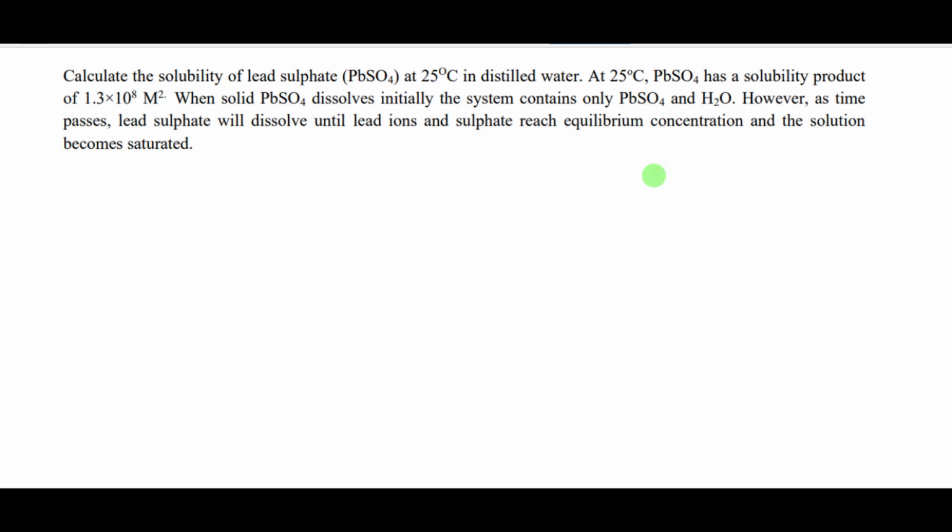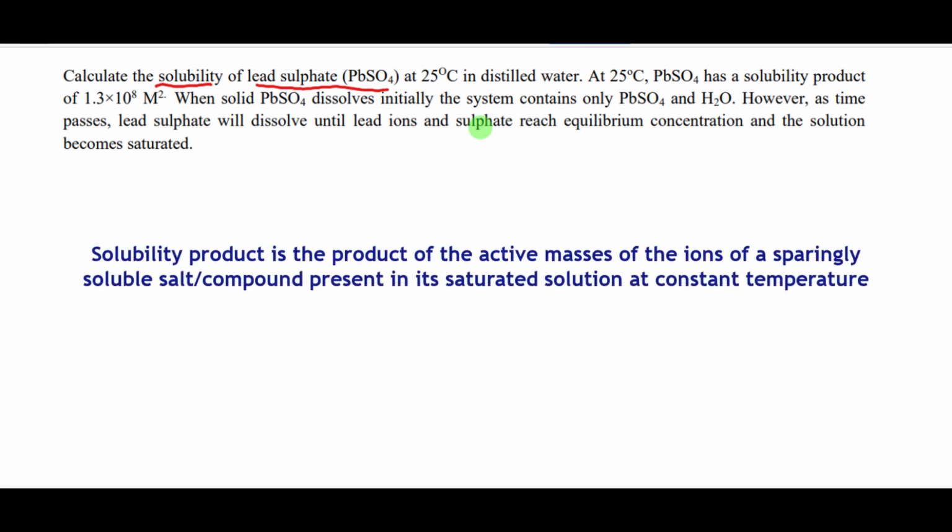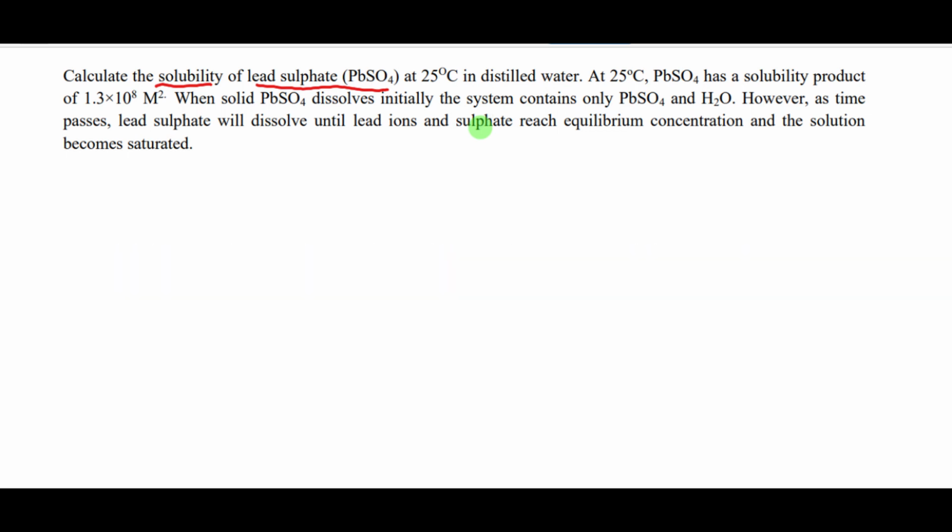becomes saturated. This question is on solubility product, but here we are asked to calculate the solubility of lead sulfate, that's PbSO4. So what is solubility product? Solubility product is the product of the active masses of the ions of a sparingly soluble salt present in its saturated solution at constant temperature or at a given temperature. It's just like equilibrium constant, except that in this case it is not a ratio because it only applies to ionic compounds that are sparingly soluble.